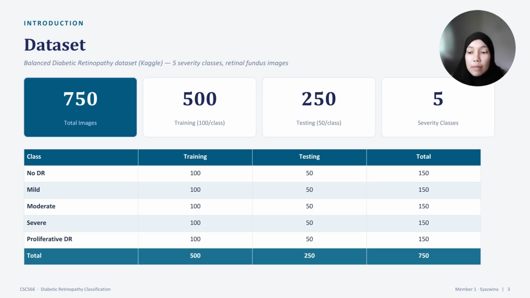The testing images were kept separate from the training images to avoid biased results and to ensure that the classifiers were evaluated using unseen data. Overall, this project aims to develop an automated system that can classify diabetic retinopathy severity using traditional image processing techniques and machine learning methods. That's all from me.